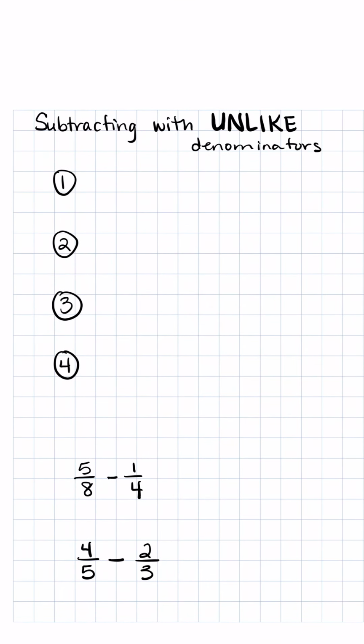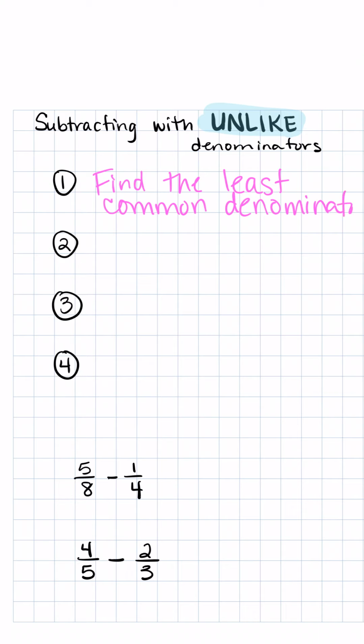Now we're going to look at subtracting with unlike denominators. So once again, our first step is to find the least common denominator. Okay, so if we're down here, we look at 8 and 4. What number goes into both 8 and 4? Well, 4 goes into 8, so we can keep the 8 the same. So we're going to keep that as 5/8.